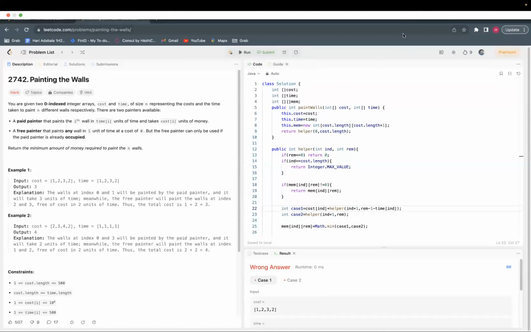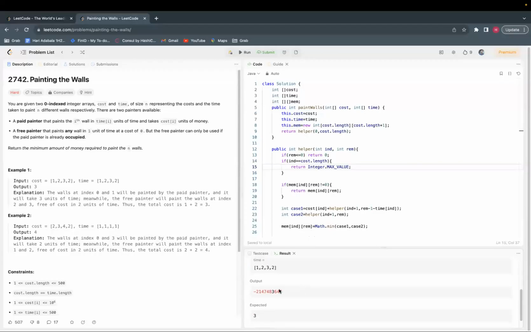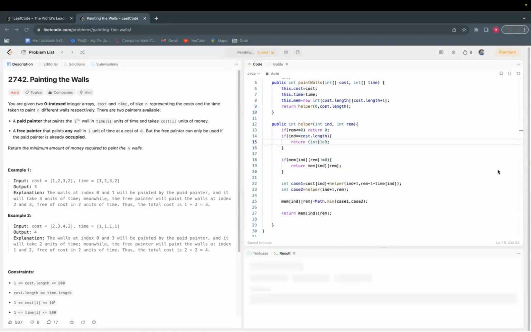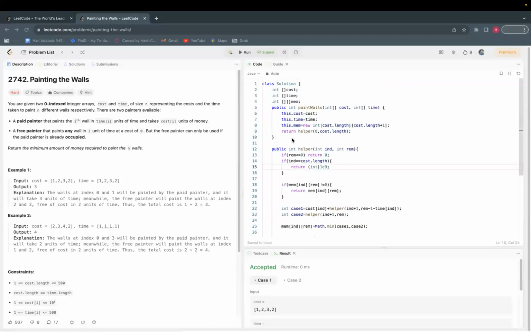Let me see where I'm going wrong. I guess it is failing because here we're returning the maximum value and here we are adding to it, so it is going to overflow. So instead of returning maximum value here, let's return 10 power 9. So now 10 power 9.